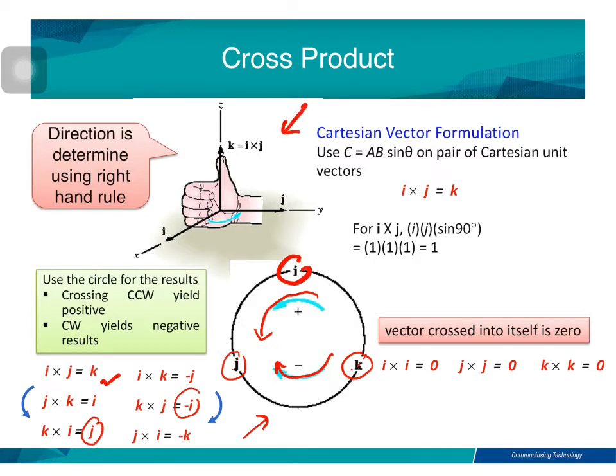A vector crossed with itself gives 0 here. I cross I is equal to 0, J cross J is equal to 0, and K cross K is equal to 0. And if I cross J is equal to K, we are going to get 1. Right, because we are going to use this to simplify the vector cross product.